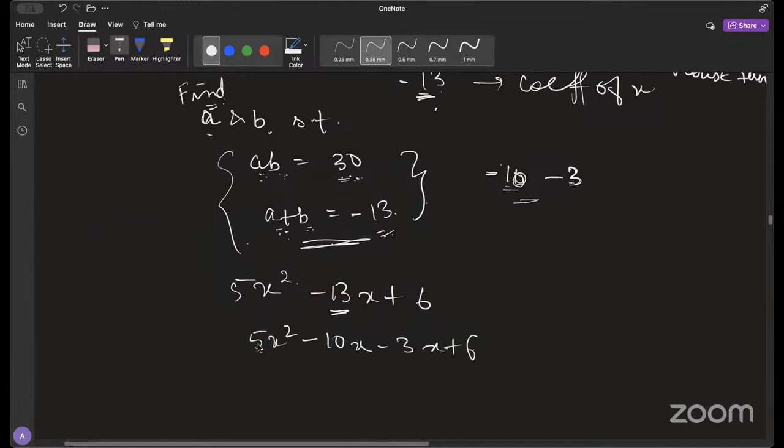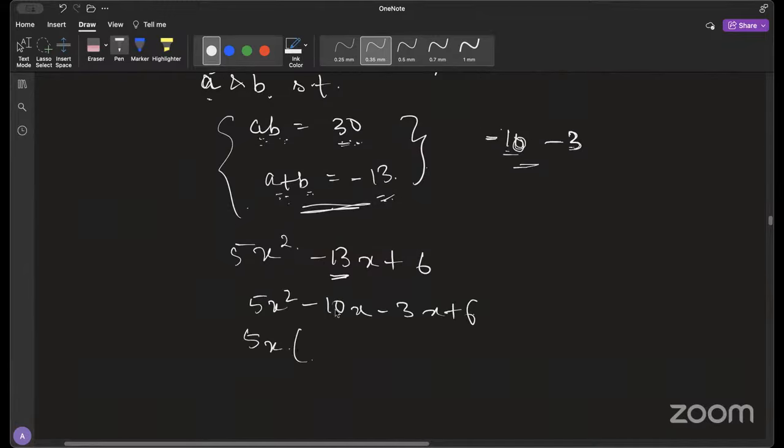And then you can simply take 5x common here. This is a way of factorizing things. So you'll have 5x common here, and you'll have x minus 2 here. Then minus 3 and x minus 2 here. Is it clear till this step?